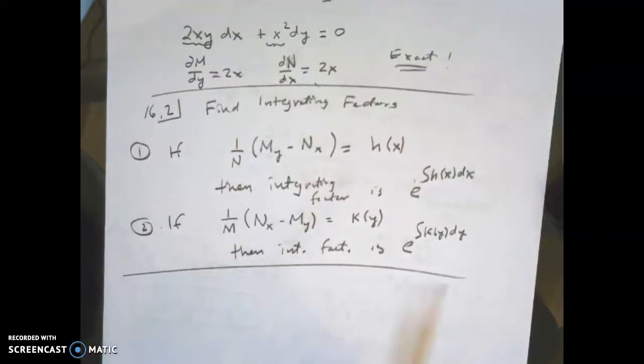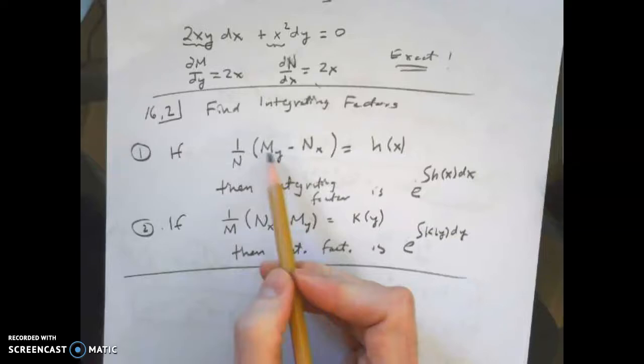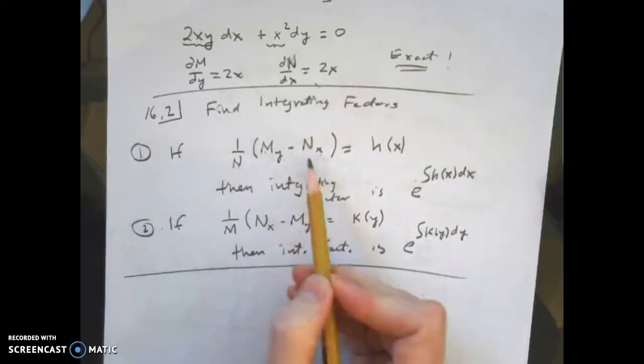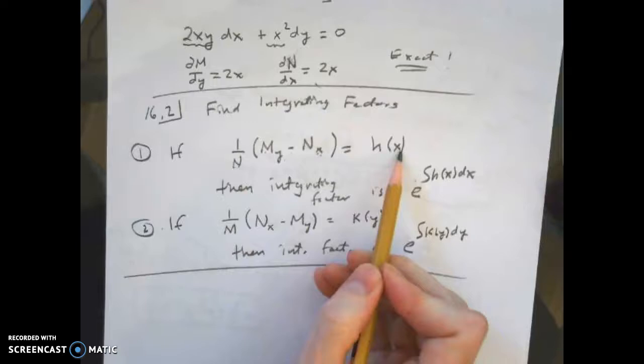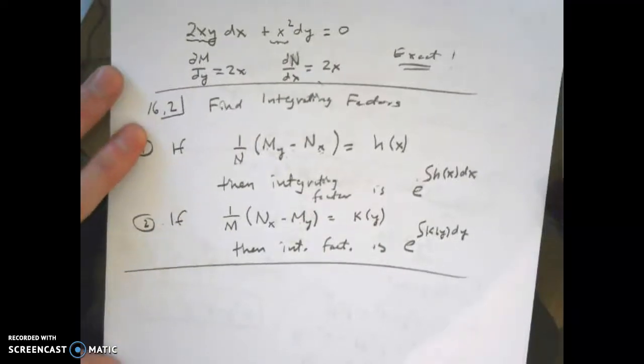Now, one thing you can notice here to help you remember this, if you look at this thing, the my minus nx, this thing you're dividing by, the n usually goes with x, so the n and x go together. This m, if the m's on the denominator, the m usually goes with y for your my. So maybe that'll help you a little bit remember this theorem. Okay, so let's try an example.